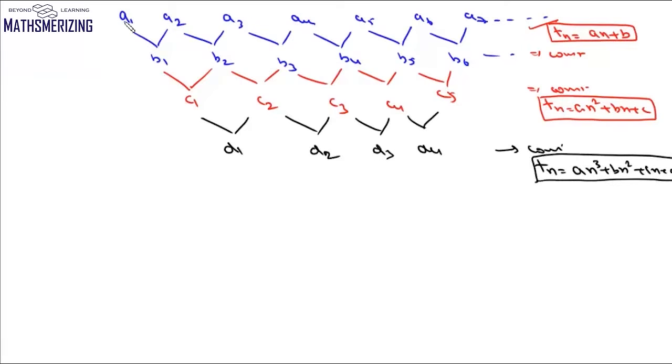Now we'll be given at least 4 terms. So we'll put n as 1, we'll write the first term. We'll put n as 2, we'll get the second term. N as 3, we'll get the third term. So using these equations, we can find the values of a, b, c and d. Now let us take up an example.